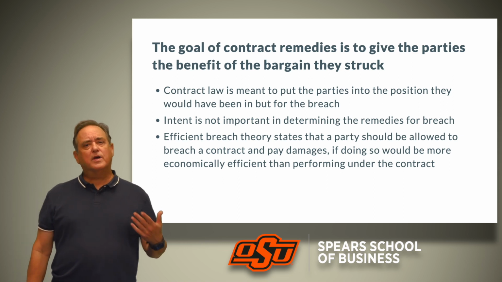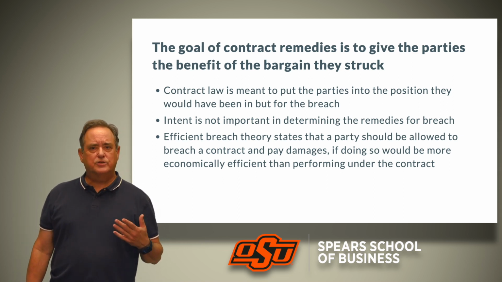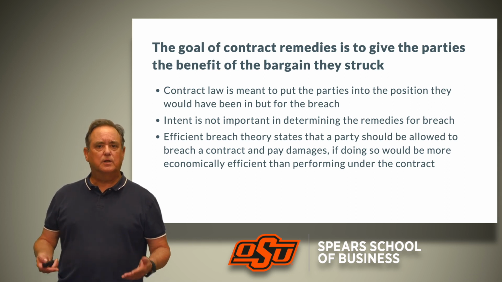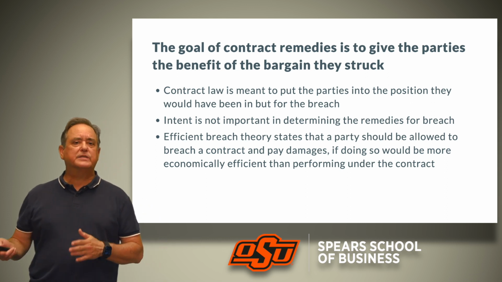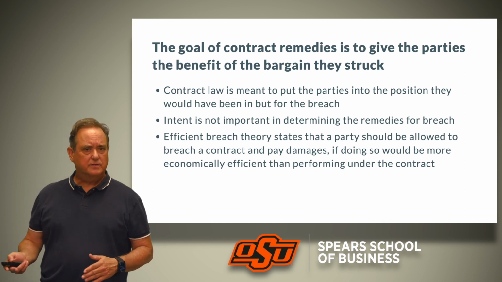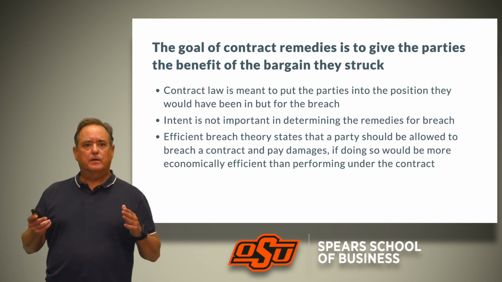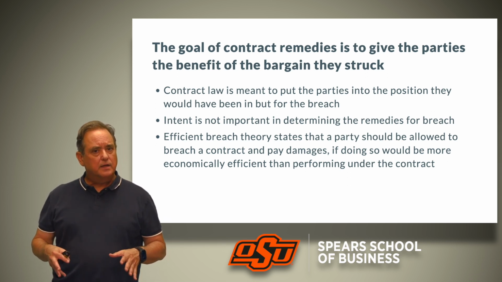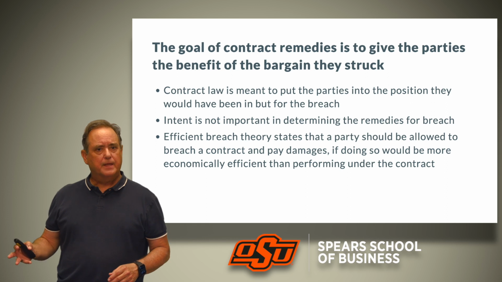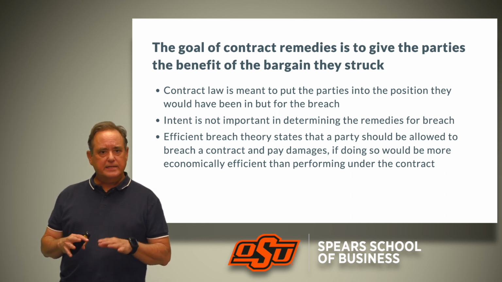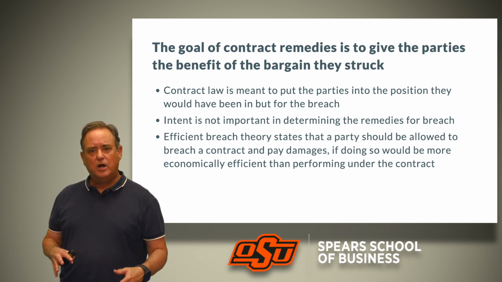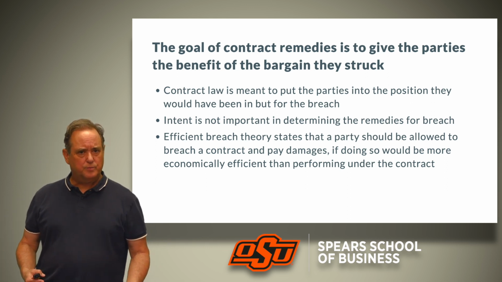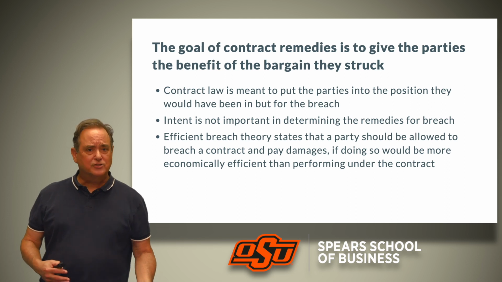Now, the goal of contract remedies is to give to the parties the benefit of the bargain they struck. What is it that you expected to receive out of the contract? Contract law is meant to put the parties into the position they would have been in but for the breach. And as I mentioned, intent is not important in determining remedies for breach. Did the party intend to breach the contract?